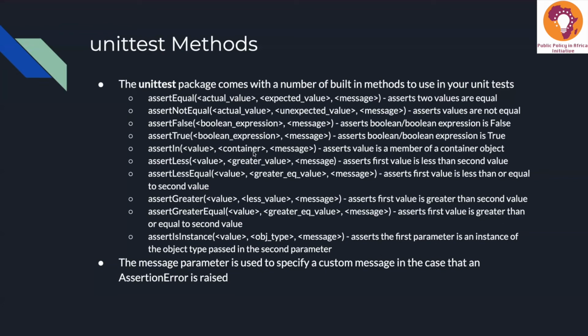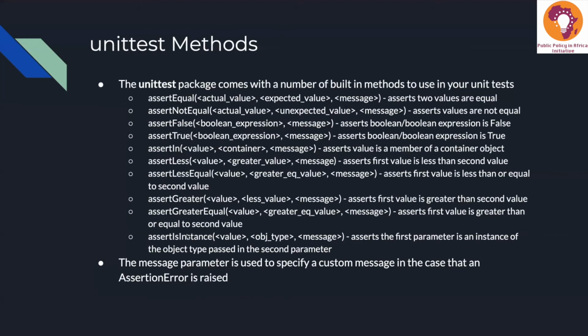Assert less: you want to assert that a certain value is less than another value. It asserts that the first value is less than the second value. Assert less equal is like assert less, but it's also checking equality, so you're making sure that the first value is less than or equal to the second value. Assert greater will assert that the first value is greater than the second value. Assert greater equal asserts that the first value is greater than or equal to the second value, so similar to assert less equal.